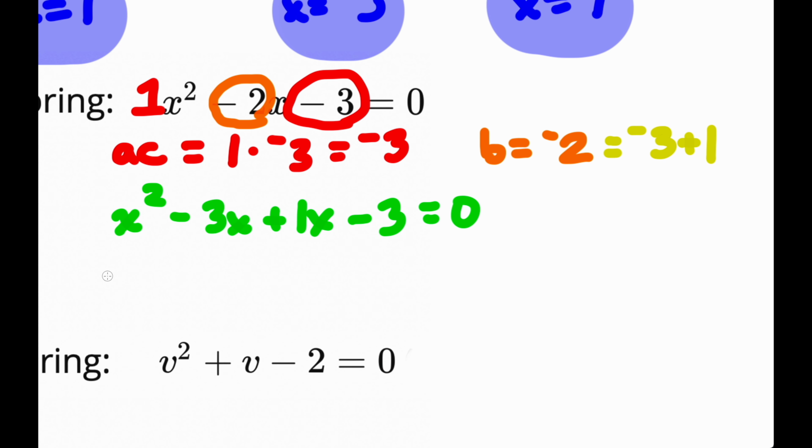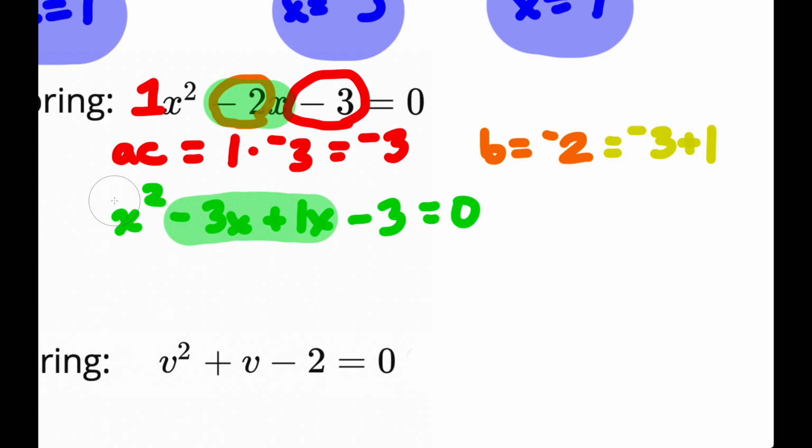Okay, so I'm color coding every step. Step 1 is find AC. Step 2 is split b into 2 numbers that add to b and multiply to AC. So if you notice, -3 times 1 is -3. -3 plus 1 is -2. So those two numbers check out. And then what I'm going to do next is split that b term. So if you notice right here, -3x plus 1x is equal to that -2x. So you can kind of see this color coding. The original equation and that green equation are actually the exact same, just written a little bit differently.